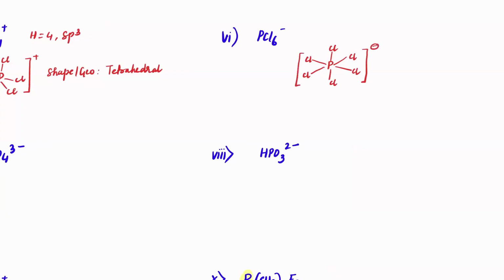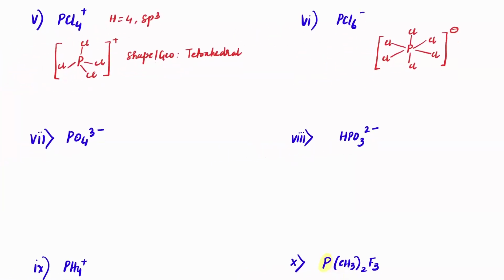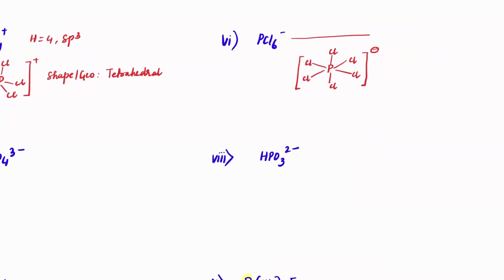So all it will be minus. All right, PCl6 minus. So what is the shape? What is the hybridization? 6 and the shape is octahedral. Correct. So 6, sp3d2, and it is octahedral.